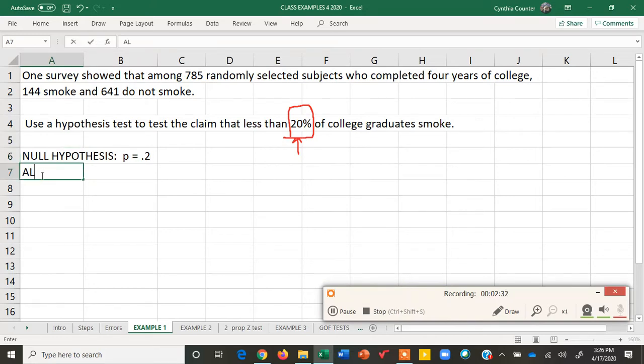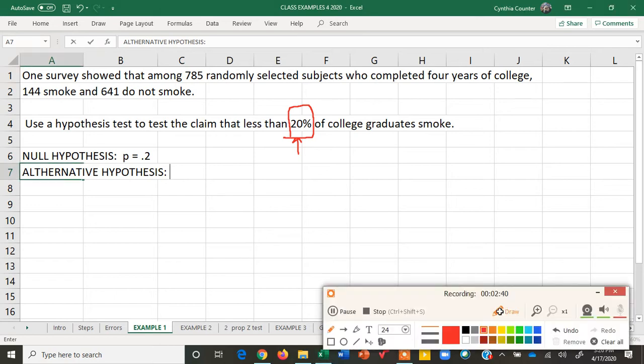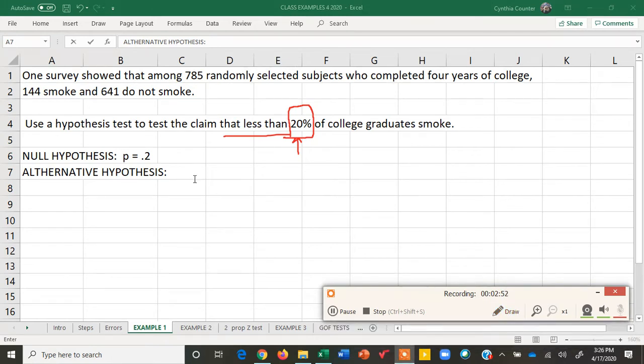Now we need an alternative hypothesis. And this is what's going to be in our claim for this problem. So we are testing the claim that less than 20% of college graduates smoke. So our alternative hypothesis then is that P is less than 20%. Okay? Now, what is our sample value? What is our sample statistic? We're working with proportions, so our sample statistic will be a sample proportion P hat.